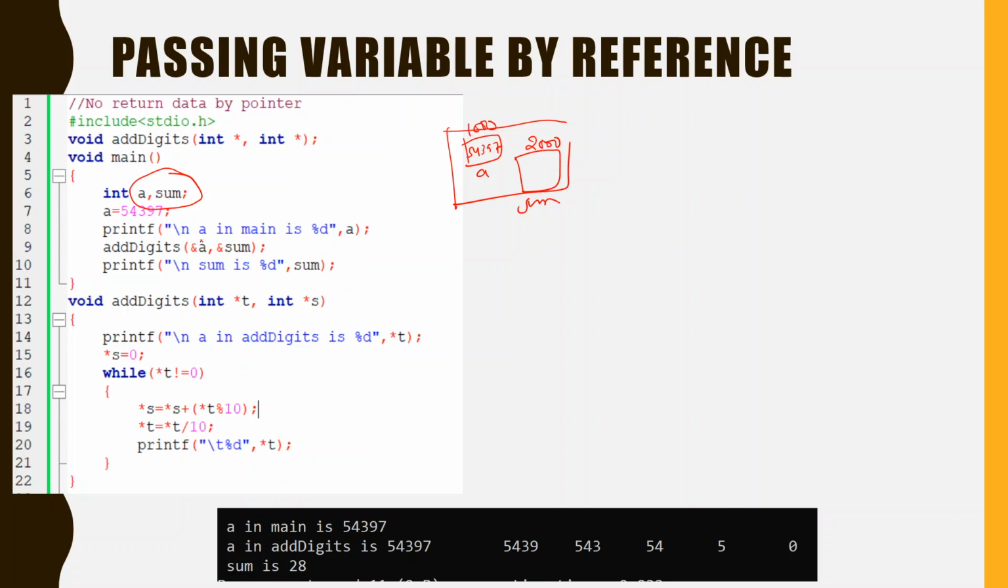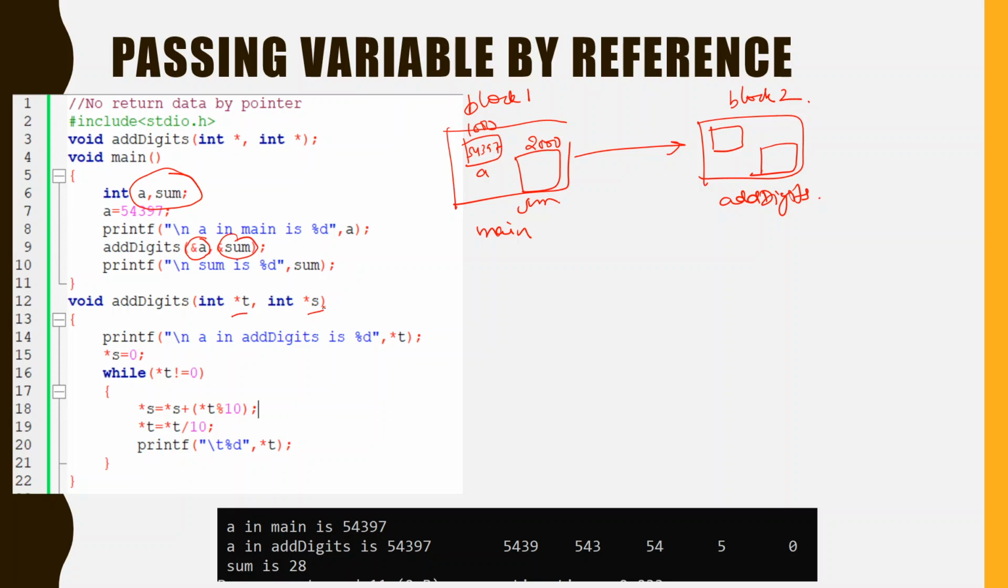So what happens when calling the function is that the addresses of these two parameters are passed to block 2. This is block 1 of memory, which is for main, and this is block 2 of memory, which is for add digits. Then this block 2 of memory would have two pointers. There are no actual variables here. This function has no actual variable, but only two pointer variables. The pointer variable names are t and s.